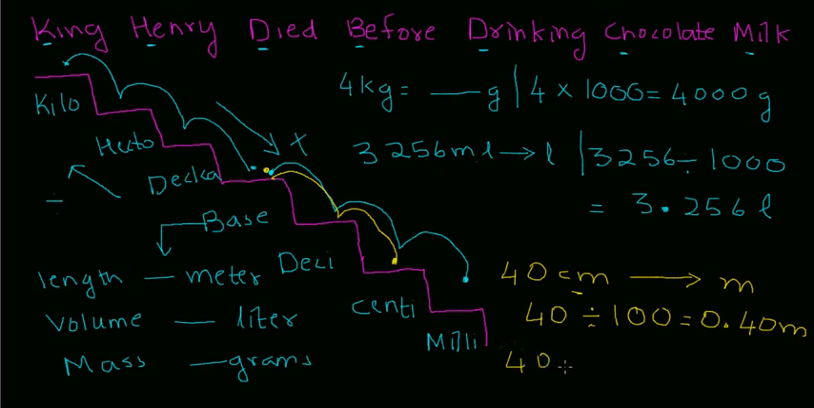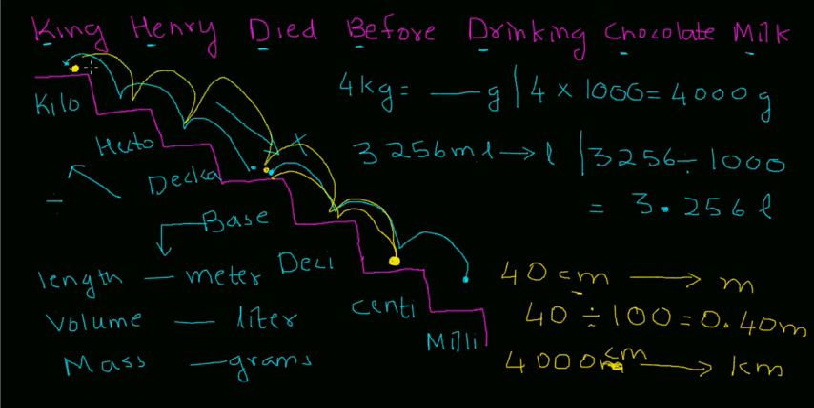Now let's try one more example. For example, I want to convert 4,000 centimeters to kilometers. I don't want it to be a base unit. So where is centimeter? Okay, I've located it. Where's kilometer? Kilometer would be somewhere here. It's right over here. So let's count the steps. 1, 2, 3, 4, 5.